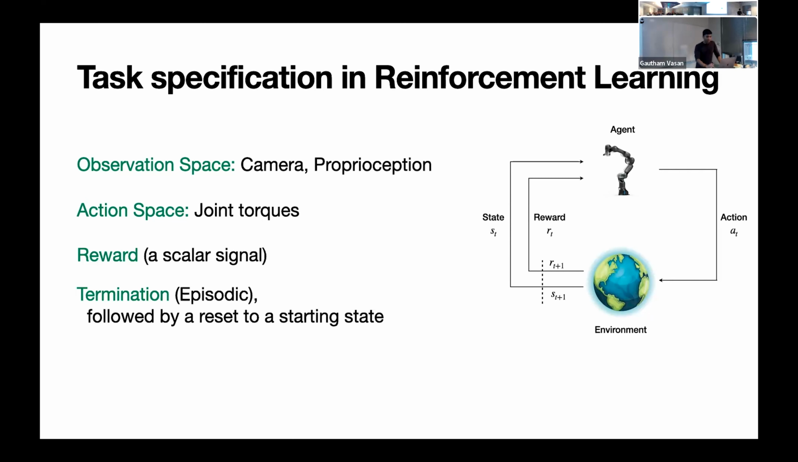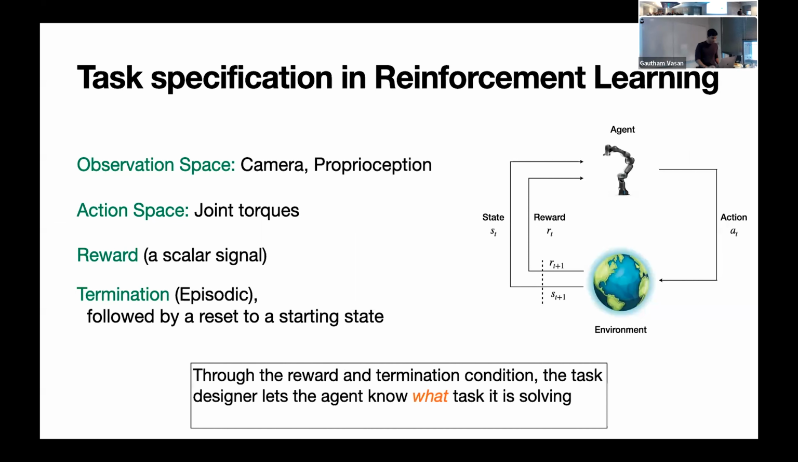And once it executes an action, it transitions to a new state, and then it gets some feedback from the environment. So this is usually in the form of a scalar reward signal. So this whole transition, that's called a time step. And when you have a fixed number of time steps, it's usually called an episode. So I'm going to focus solely on the episodic reinforcement learning setting here. This means we just care about chunks of experience. So once an episode is complete, usually the robot is reset to a different starting state.